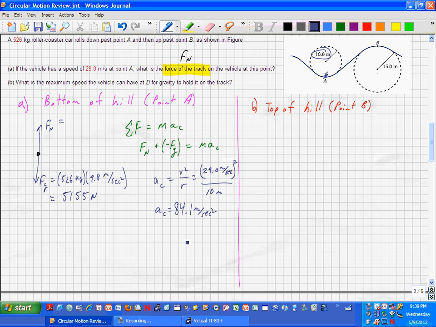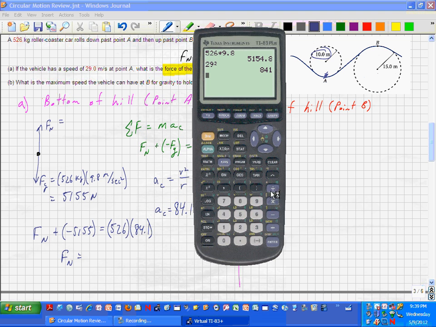So we've got the centripetal acceleration. We can now figure out the normal force. F normal plus a negative 5155 newtons is going to be equal to 526 times 84.1. So the normal force is going to be equal to, let's go, 526 times 84.1.